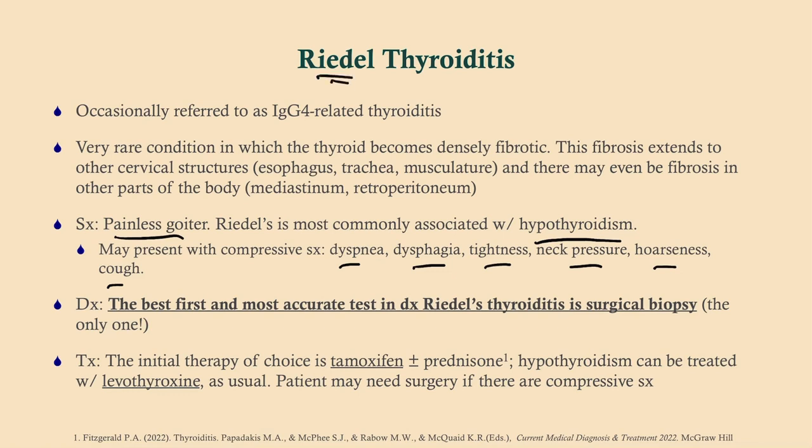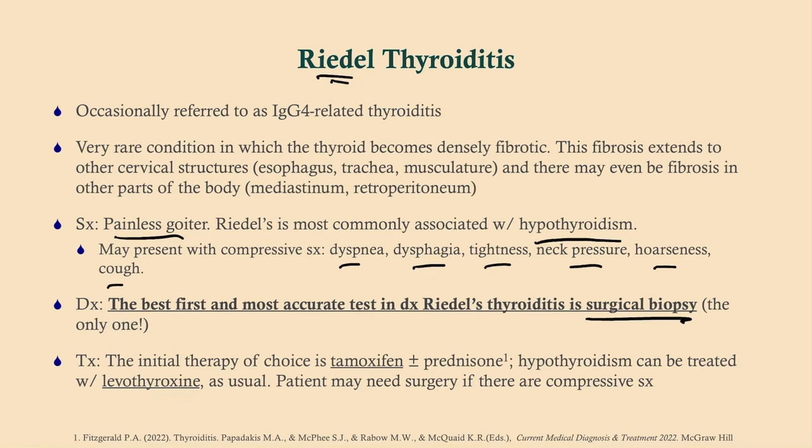The best, first, and most accurate test in this case is indeed a surgical biopsy. And the reason is because most of these we're going to have to remove the thyroid because it's fibrosing and it's impinging on other structures. So we don't really monkey around with this. So this is the only one where you're definitely going to biopsy this and remove the thyroid.